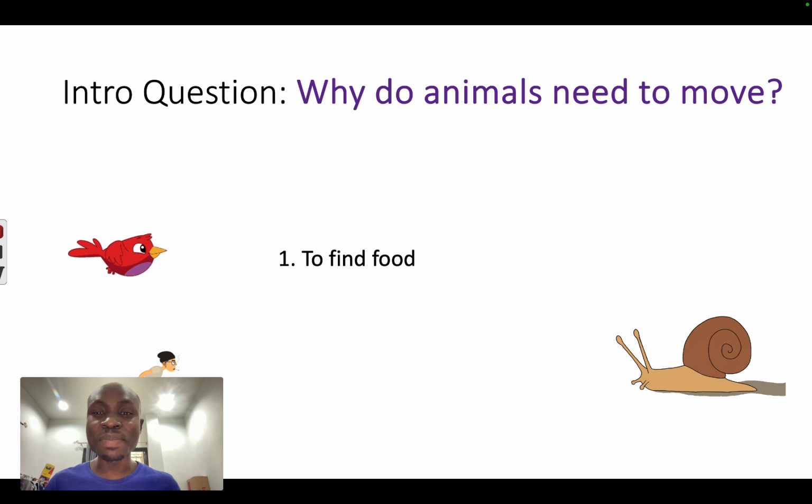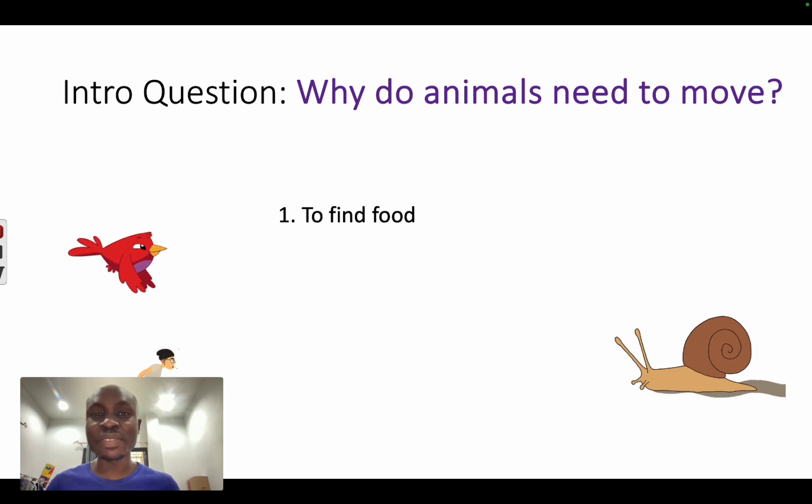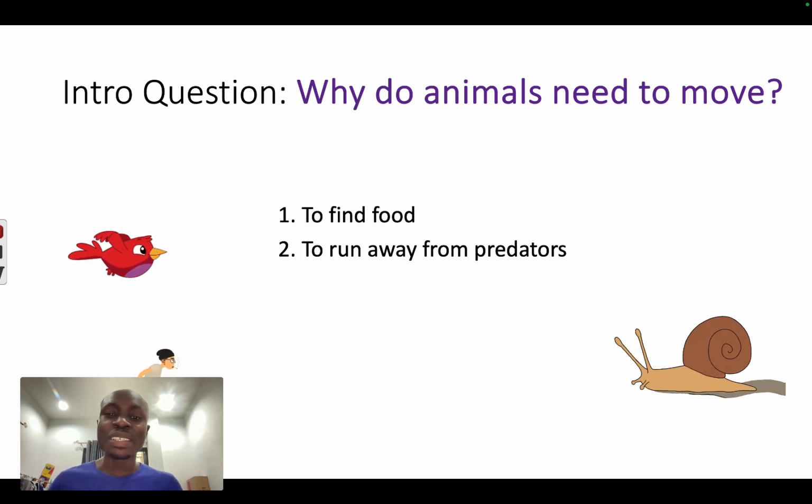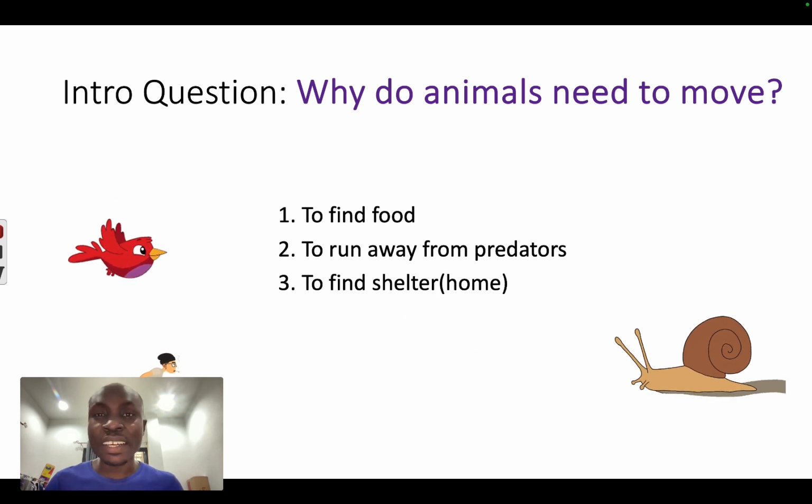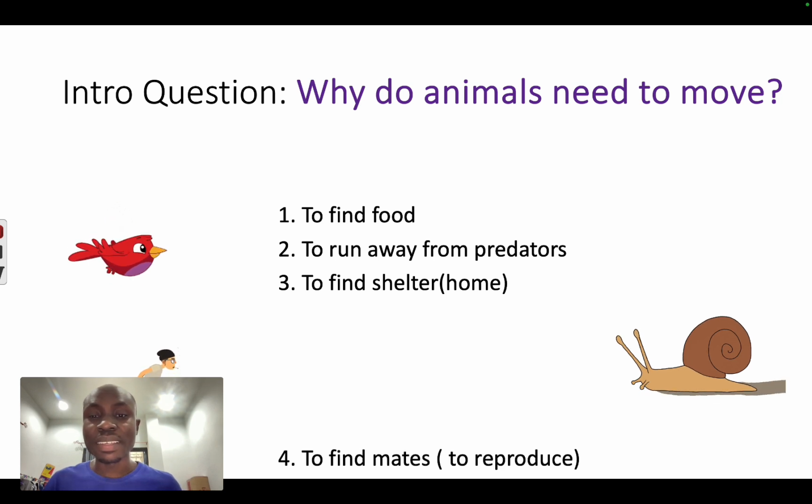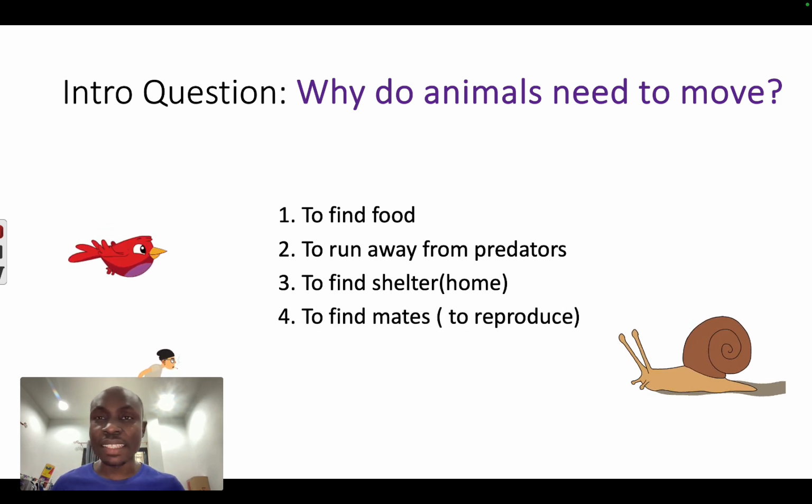Here are some examples. To find food, right? They have to move to find food. They have to move and escape or run away from dangerous things like predators, big animals that can eat them. They also have to find their homes or shelter, and also to find mates so that they can reproduce. So these are important reasons for animals to move.